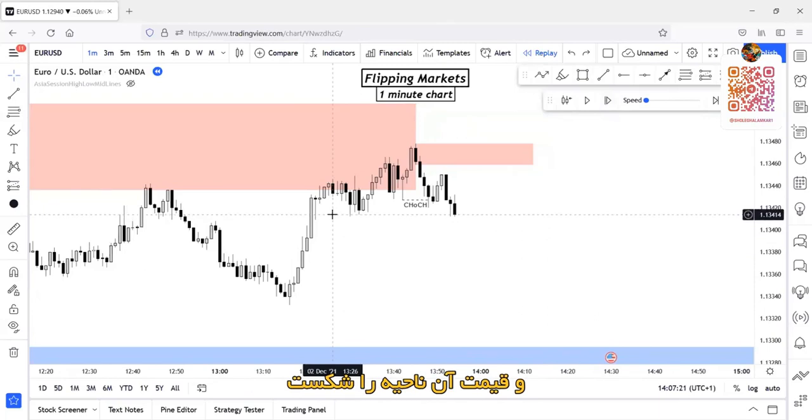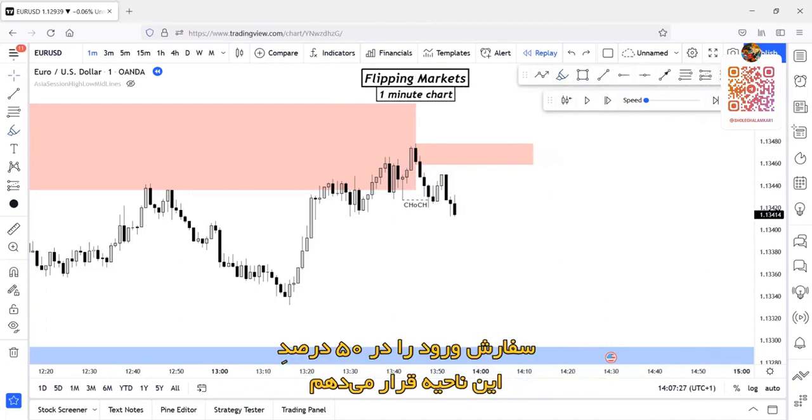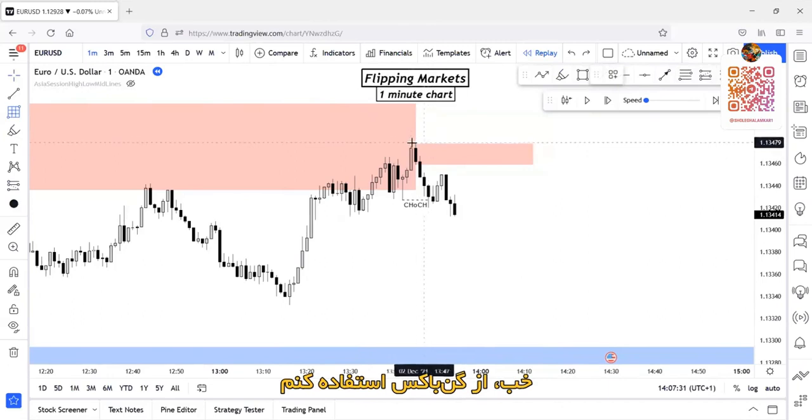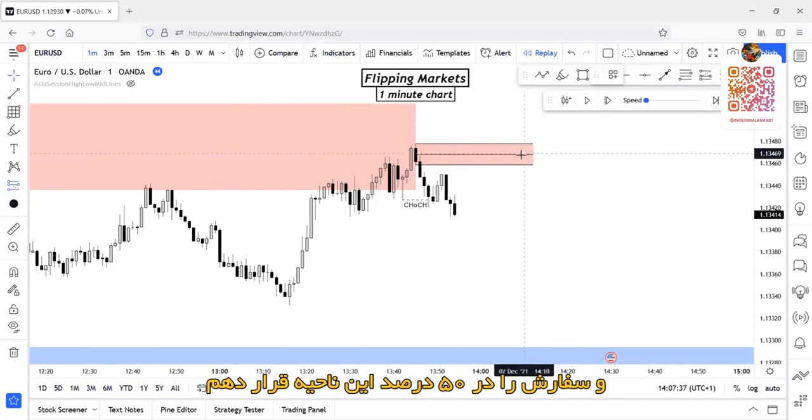And price actually broke that zone and created equal tops right here, just below the supply zone. So I will set my order on the 50% of this zone. So let's just use the gun box and put my limit on the 50% of this zone.